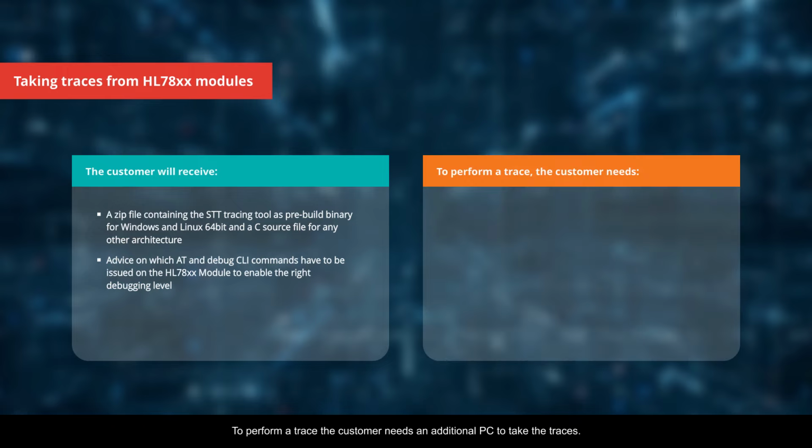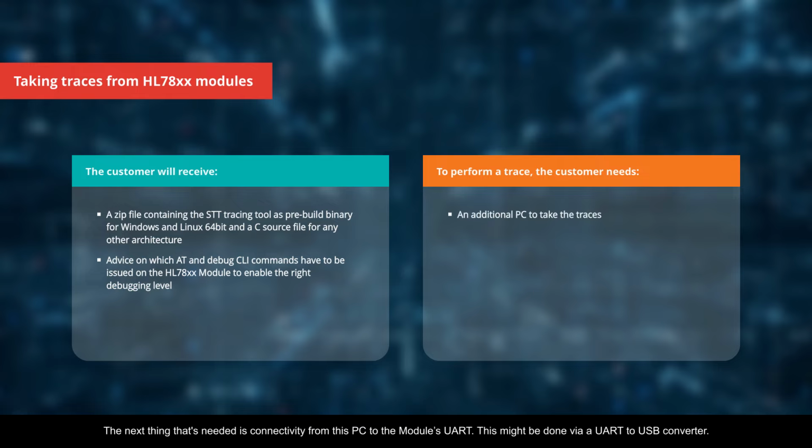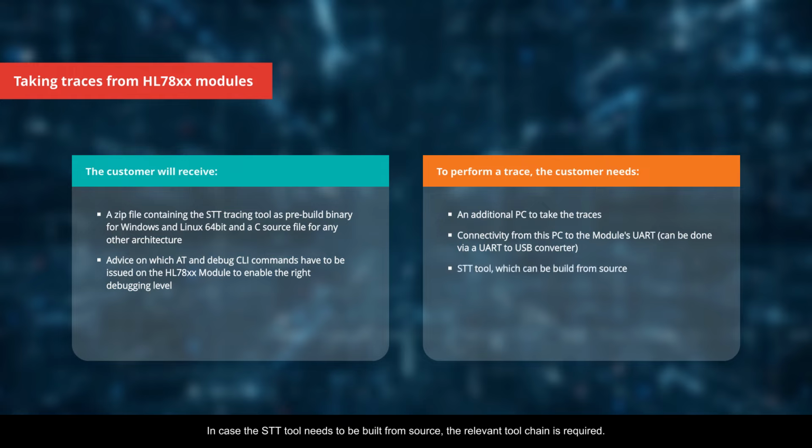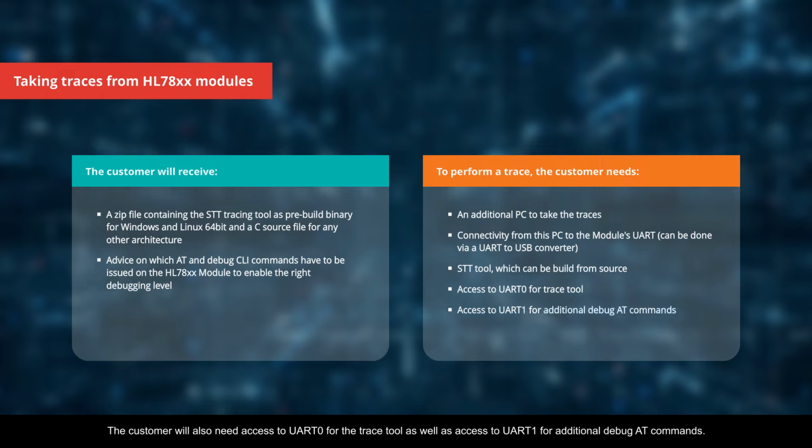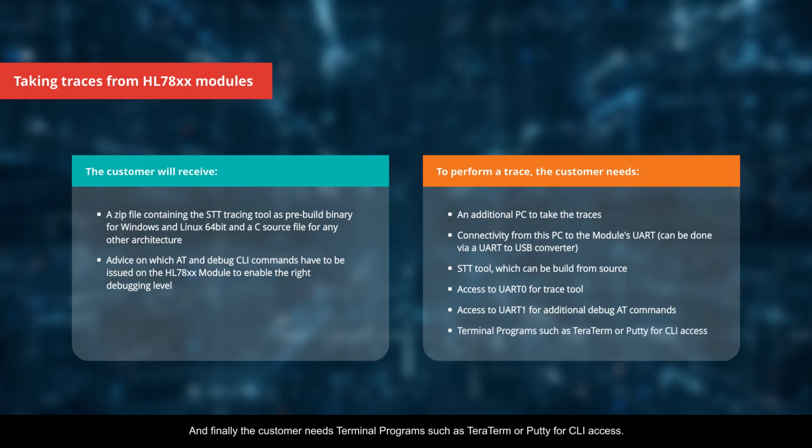To perform a trace, the customer needs an additional PC to take the traces. The next thing that's needed is connectivity from this PC to the module's UART. This might be done via a UART to USB converter. In case the STT tool needs to be built from source, the relevant tool chain is required. The customer will also need access to UART0 for the trace tool, as well as access to UART1 for additional debug AT commands. And finally, the customer needs terminal programs such as Tera Term or PuTTY for CLI access.